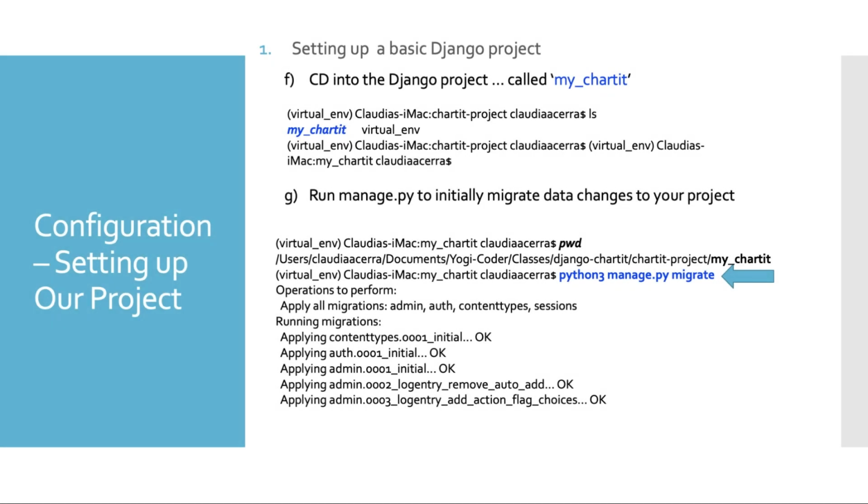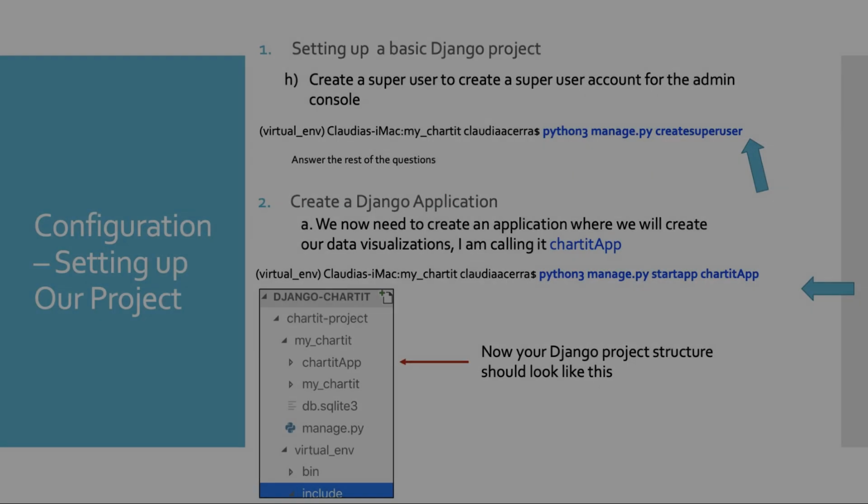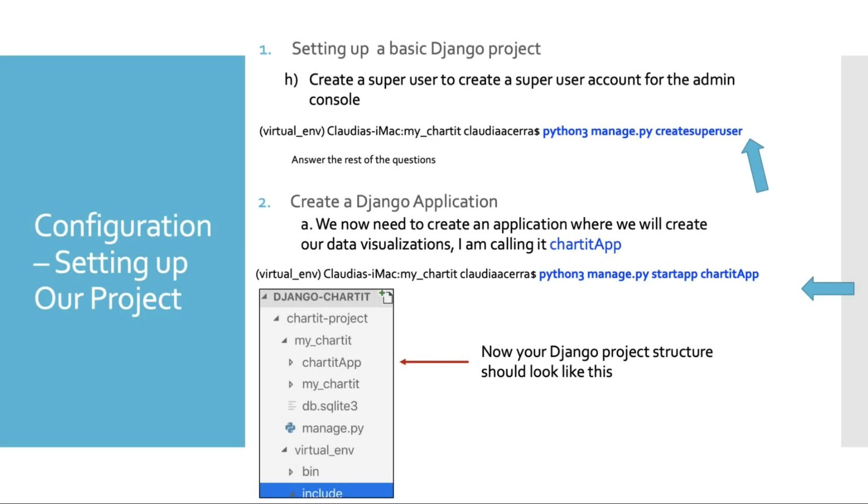We're going to cd into our newly created Django project. Mine's called my_Chartit. We're going to run manage.py migrate to initially migrate data changes to your project. So in my case, it's python3. For you, it might be python. manage.py migrate. Next, we'll create our superuser so we can modify our data. We'll do this by issuing a python3, or a python in your case perhaps, manage.py createsuperuser, and then answer all the rest of the questions.